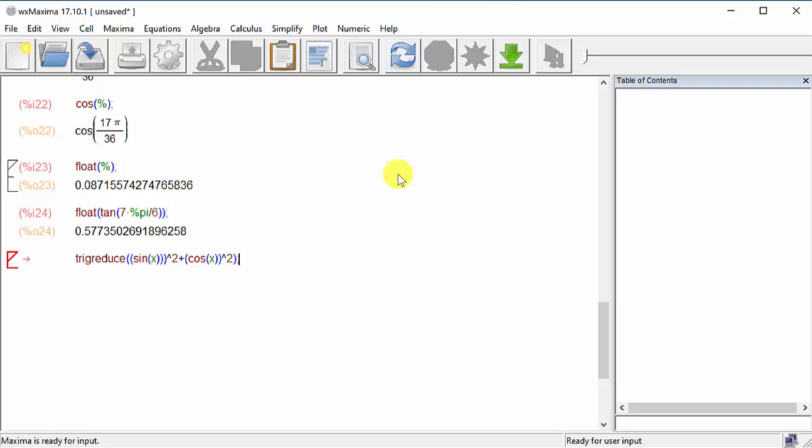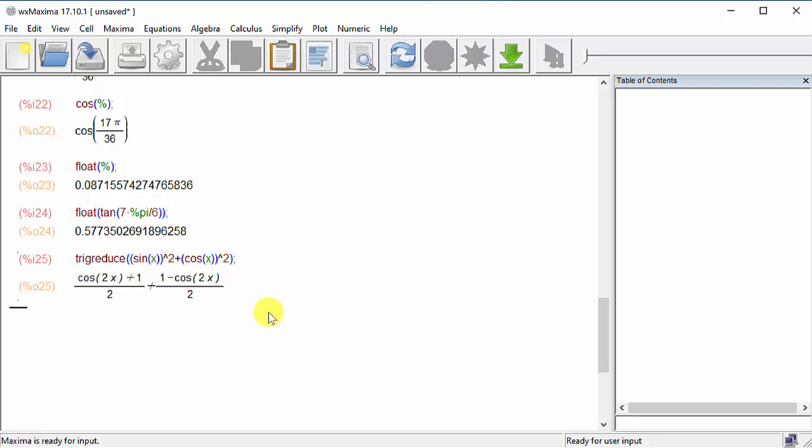Let's see what we got. I don't have the right number of parentheses, I think maybe that'll get it. 1, 2, 1, 2. Let's see what we get there. There we go. So let's look and see what that did.